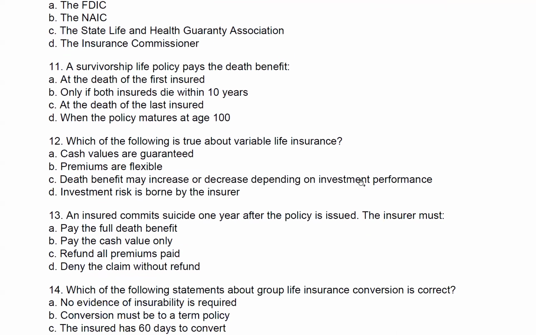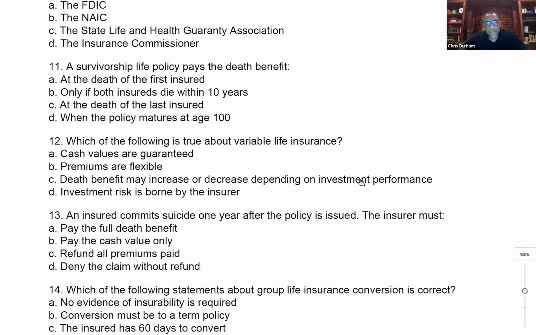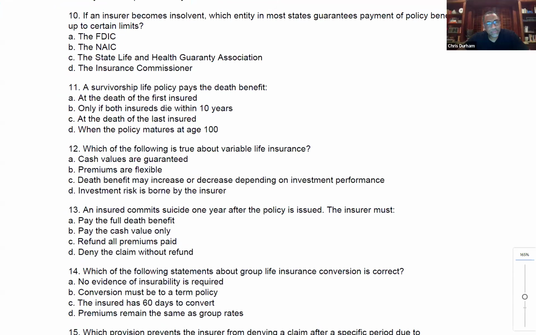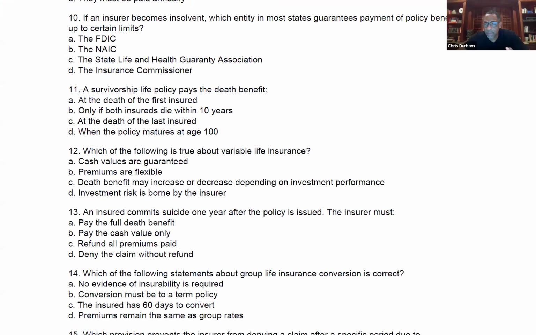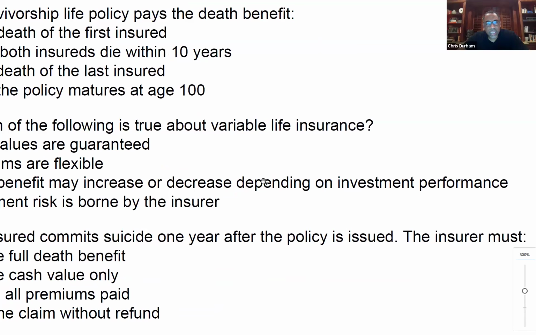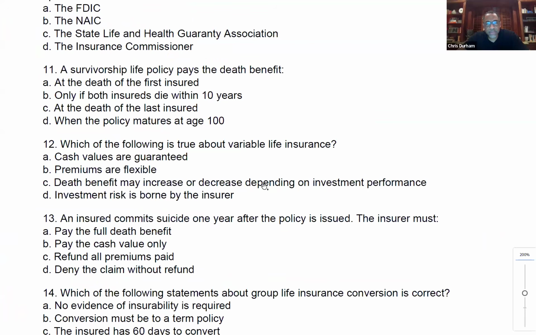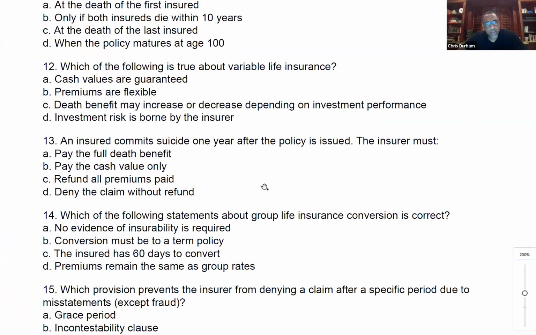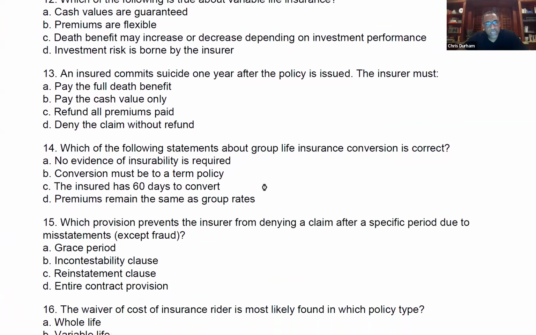So down here, number 12, the answer says death benefit may increase or decrease depending on what? Investment performance. Bro, that's an easy one. As soon as you read that, you should have been like, bam, next. Variable, investment, stock market, not guaranteed, they go together. Sometimes the English language has 10 different ways to say the same thing, and we got to know the different variations. All right.